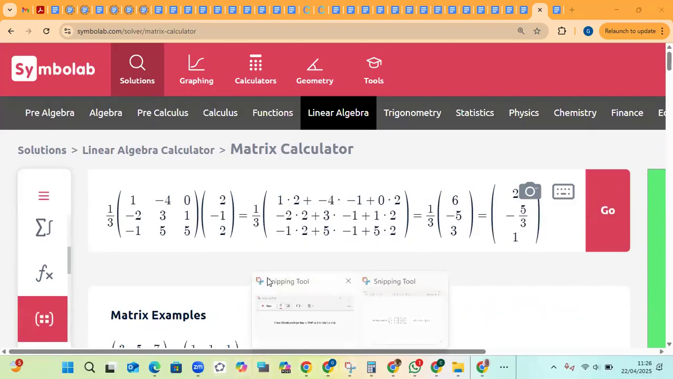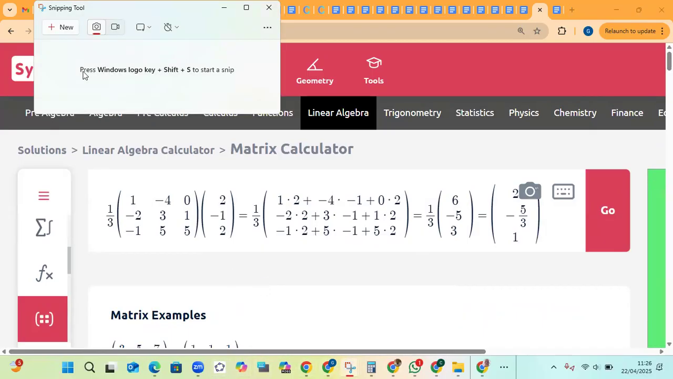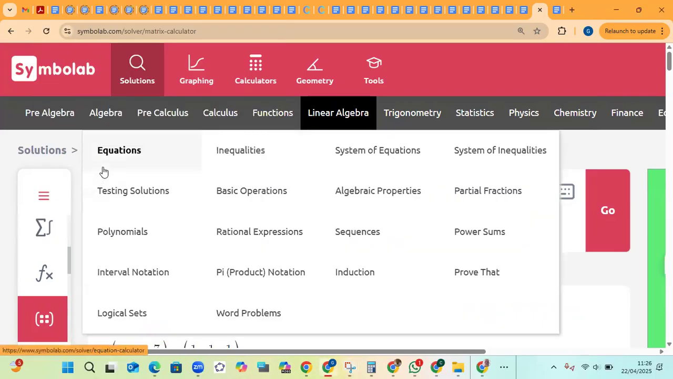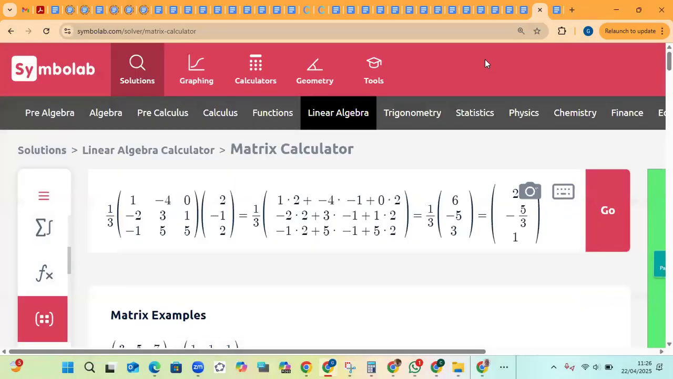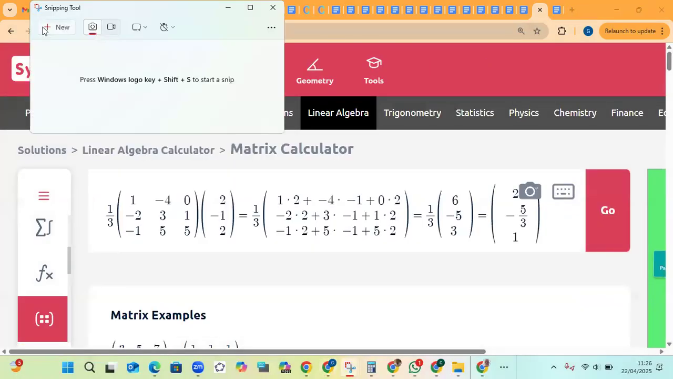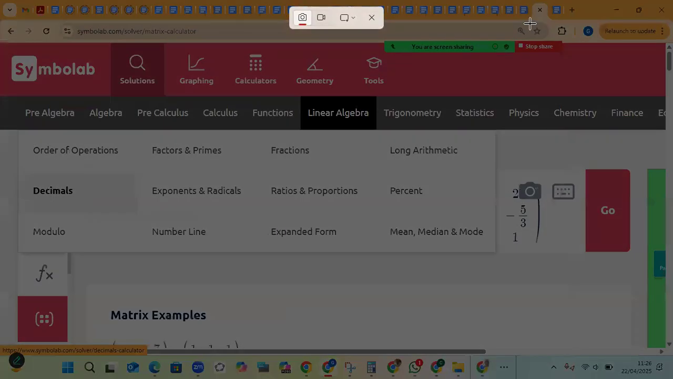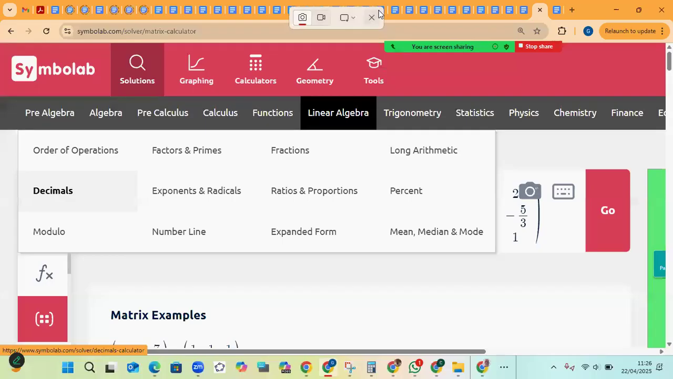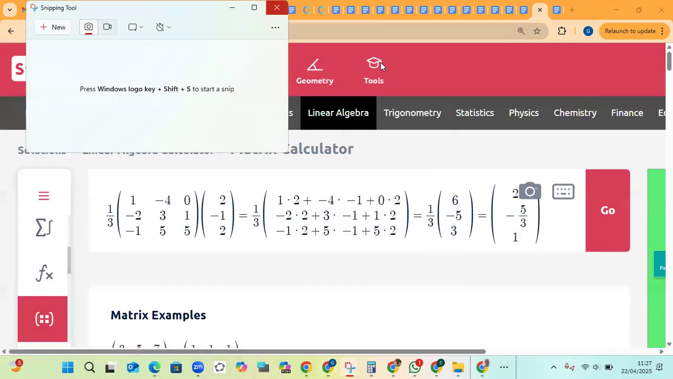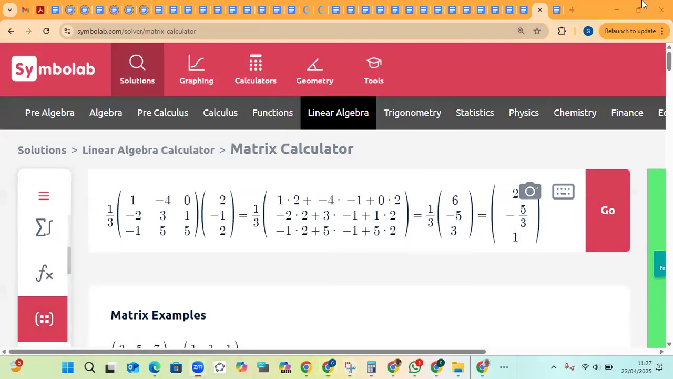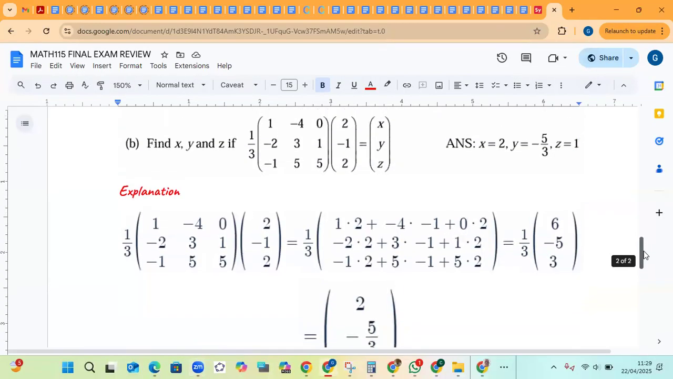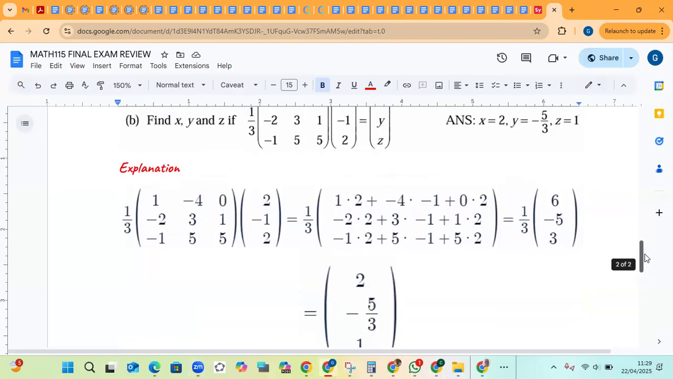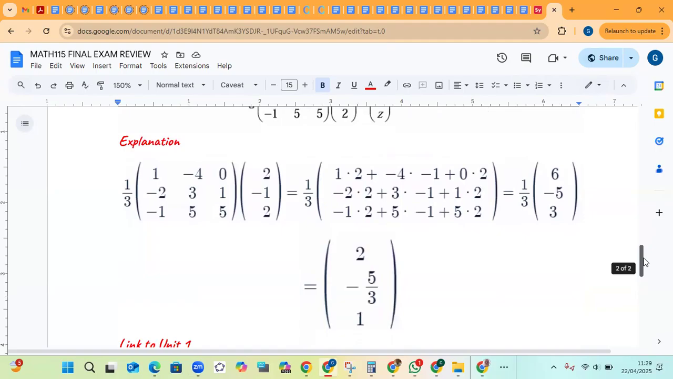You can actually screenshot this and put it as our answer. Here is our answer, which is identical to what was provided: 2, -5/3, and 1.